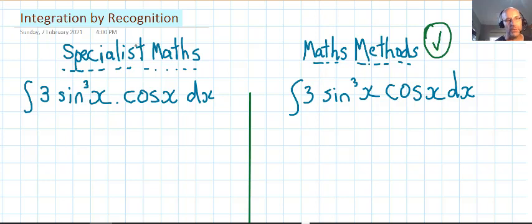Looking at integration by recognition. This is something that is done in some maths courses where you are integrating something you don't know how to integrate at first sight. It doesn't link back to techniques you've already learned, and it can be used sometimes to get out of that mess. Now, integration by recognition requires that you're given some information.